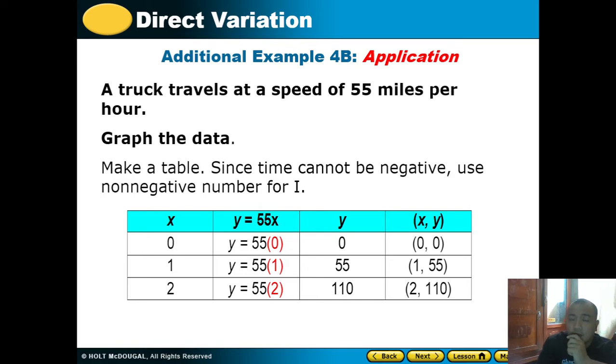Another, a truck travels at a speed of 55 miles per hour. Let us graph the data. If the time is 0, then the distance is also 0. If the time is 1 hour, substitute in the equation y equals 55x. y equals 55. The ordered pair is (1, 55). For 2 hours, 55 times 2 is 110. So we have these ordered pairs: (0, 0), (1, 55), (2, 110).